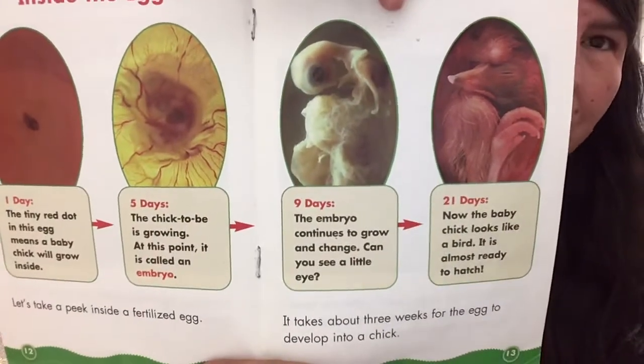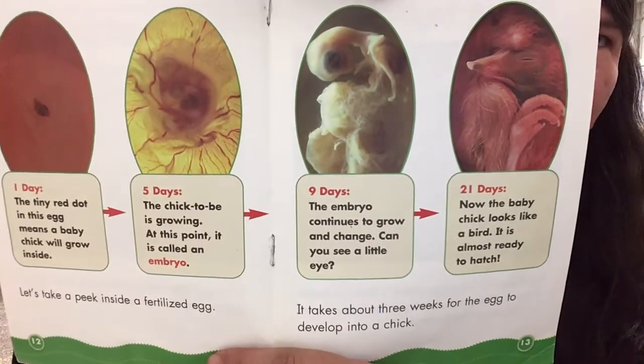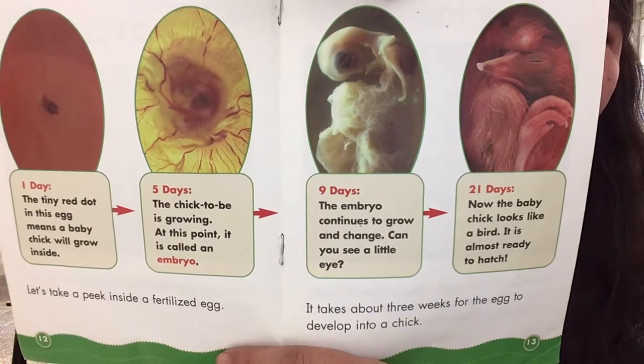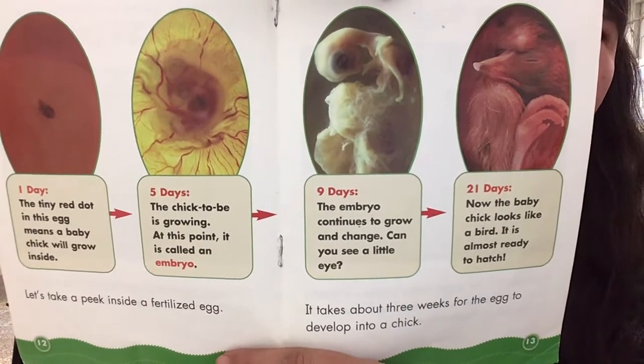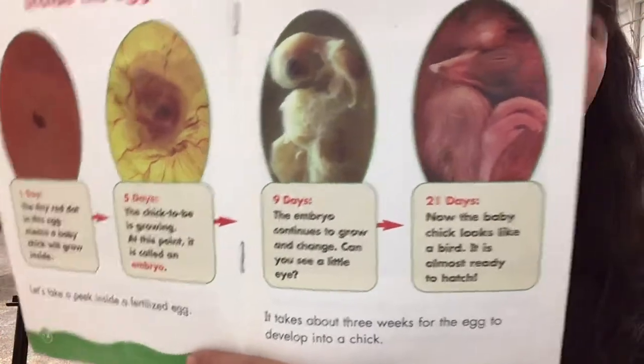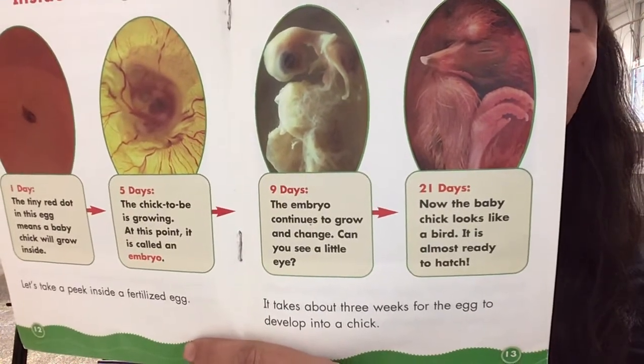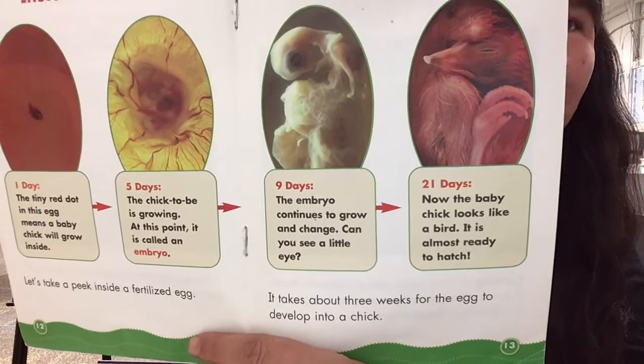9 days. So the mom has been sitting on them for 9 days. The embryo continues to grow and change. Can you see a little eye? 21 days. Now the baby chick looks like a bird. It is almost ready to hatch.